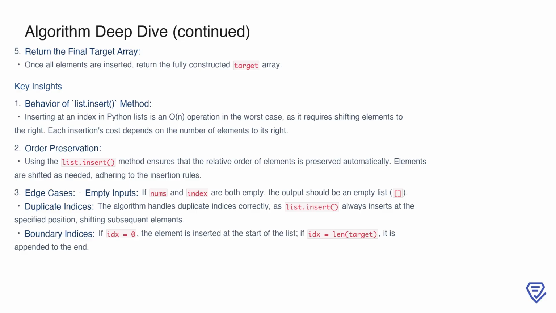A few key insights make this algorithm particularly effective. First, it leverages the behavior of Python's list.insert method, which handles shifting elements to preserve the correct order. This ensures that even with multiple insertions at the same position, the array remains consistent. Additionally, the algorithm handles edge cases like empty input arrays, duplicate indices, or boundary indices seamlessly. For example, if nums and index are both empty, the result is an empty list. If an index is repeated, the subsequent insertions are handled correctly by shifting elements. And if idx is 0 or equal to the length of target, the element is inserted at the beginning or appended to the end, respectively.